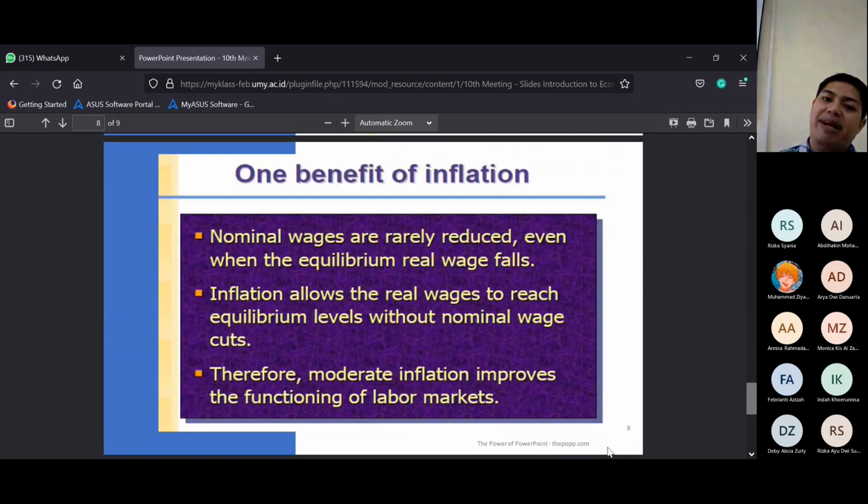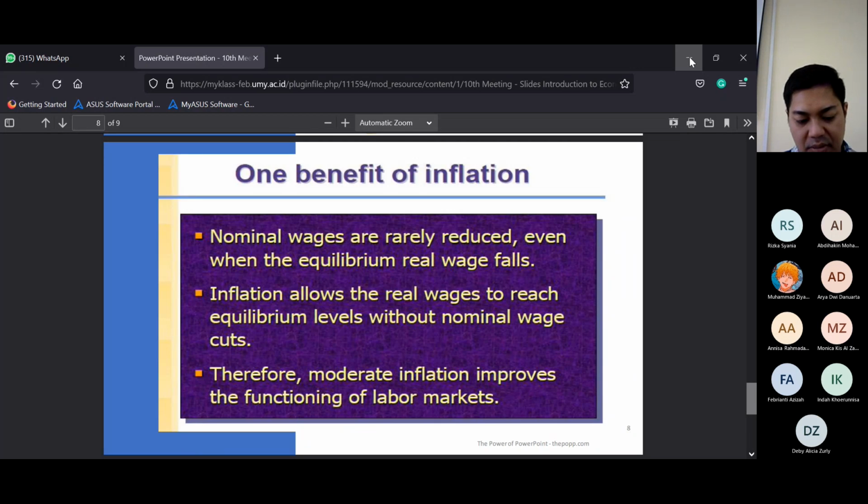However, there's a benefit of inflation. Could you please read, Sister Monica, please read this slide. Sister Monica, are you there? Yes, sir. Okay, could you please read?